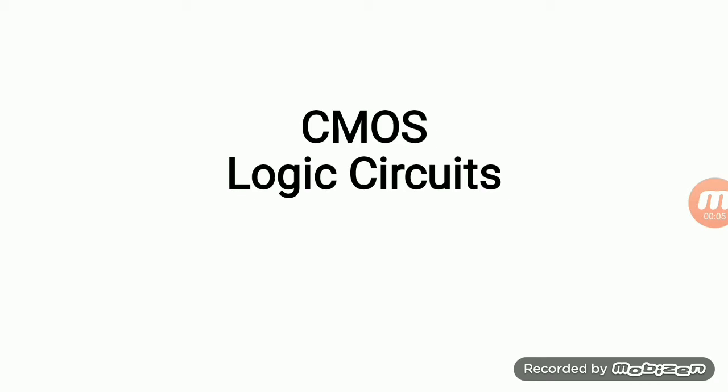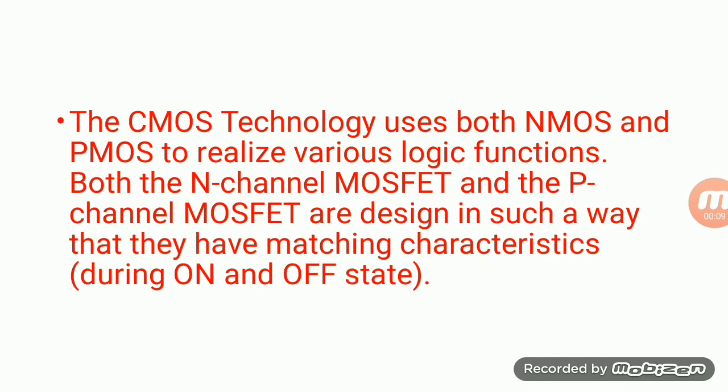Today we'll discuss CMOS logic circuits. First of all, why should we go for CMOS technology? In general, we can implement digital system design or any logic gates using either NMOS or PMOS. But using NMOS and PMOS, we have some drawbacks, either in terms of power supply, in terms of logic operation, or in terms of speed.